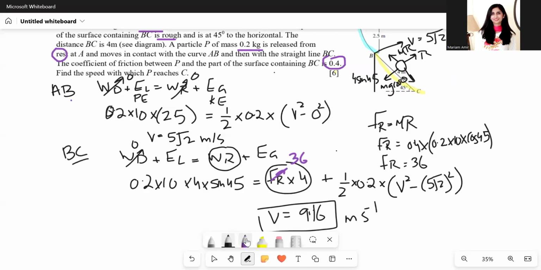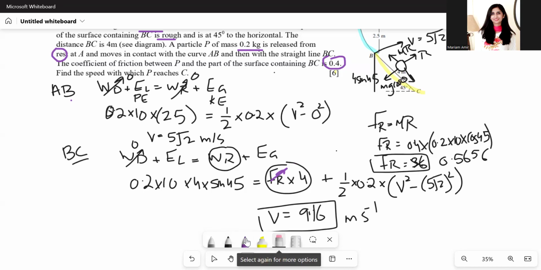Here, there's a mistake. I've noticed this does not come out to be 36. I don't know why I got 36 earlier. It's a very small value. 0.4 into 0.2 into 10 into cos 45 is 0.5656. So use that here. Please disregard what I said earlier. It's going to be 0.5656 and then you use that in this equation and you should get the same correct final answer.